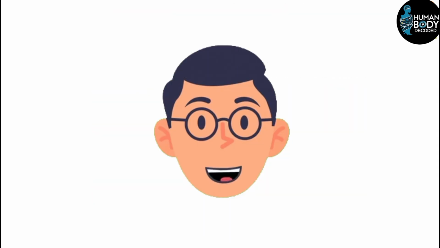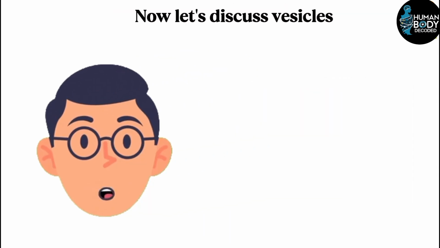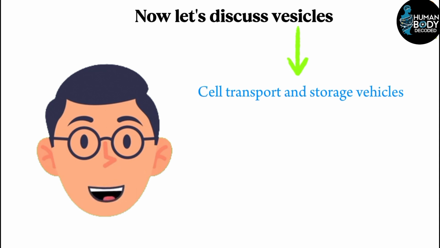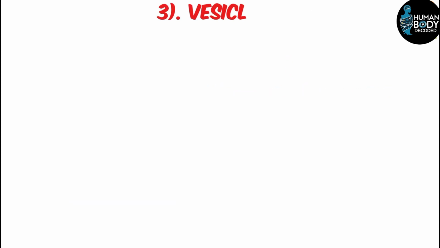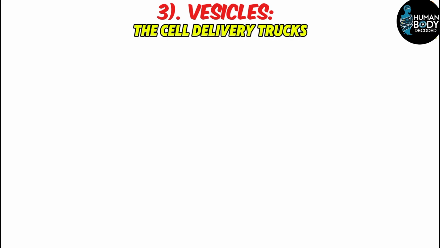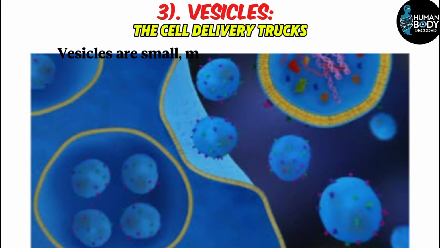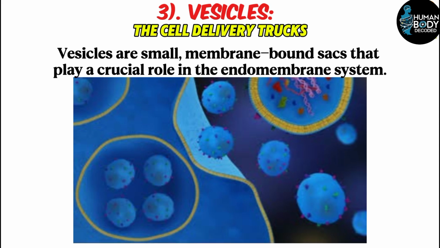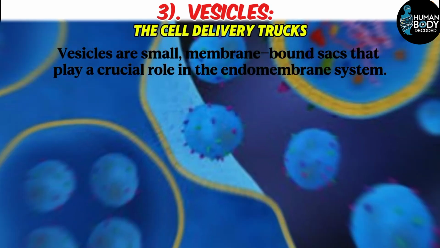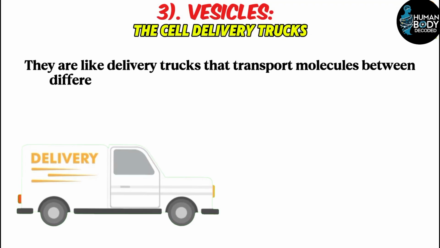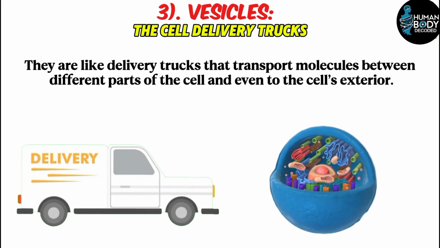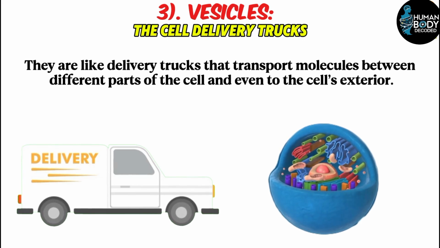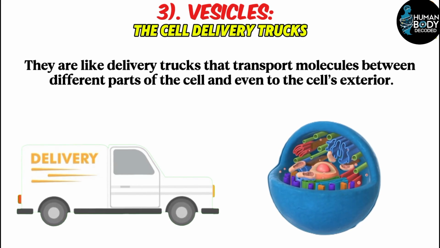With the Golgi apparatus covered, let's now look at the vesicles, which are the cell's transport and storage vehicles. 3. Vesicles, the cell's delivery trucks. Vesicles are small, membrane-bound sacs that play a crucial role in the endomembrane system. They are like delivery trucks that transport molecules between different parts of the cell and even to the cell's exterior.